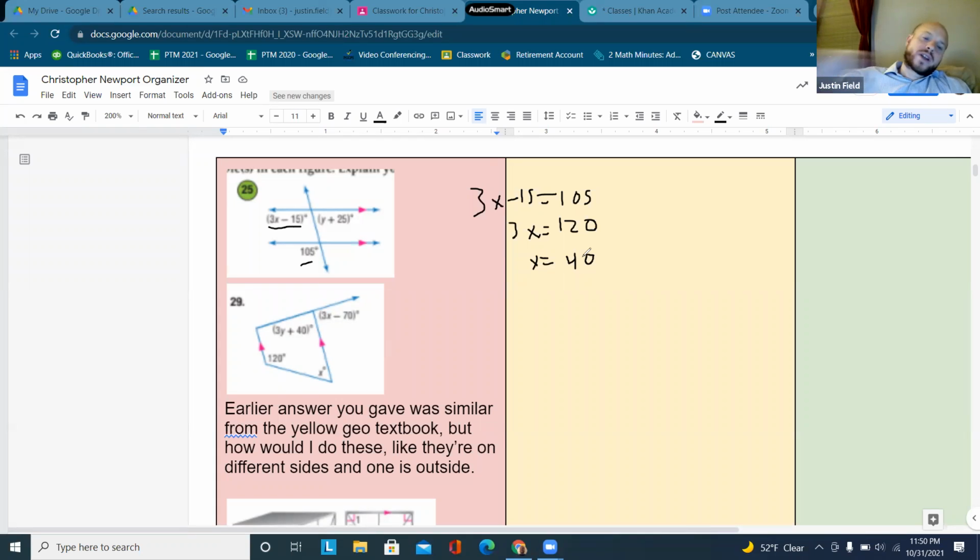So x equals 40. Then this no longer has to be an expression. Once 3 times 40 is, oh, wow, I already knew it was 105. So now I know what x is, but I also know that that angle is 105. And 105 plus y plus 25, those two things form a linear pair. So you can also set up the equation y plus 25 equals 180. And then you can solve for y. So that's how you do that one.